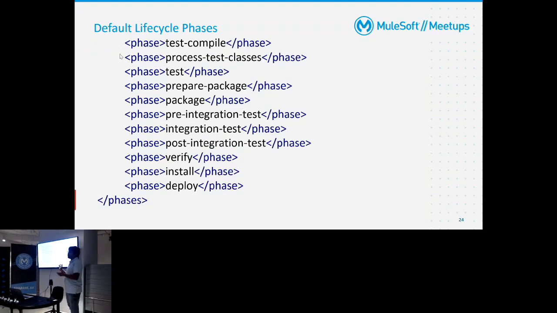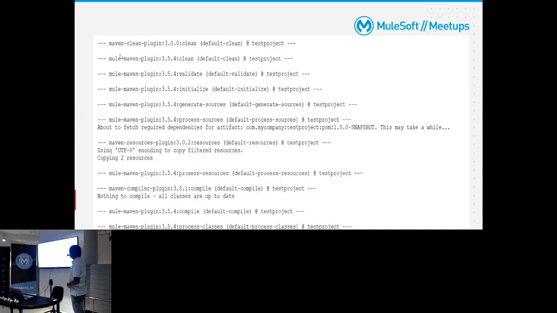So there's a lot going on behind the scenes when we just run or debug our application. If you see the output when you run, you can literally see every phase executing. So first line, if you see, it is clean. Second, you have validate. Fourth line, you have initialize, generate sources, process sources. Then you have process resources, compile, and everything.